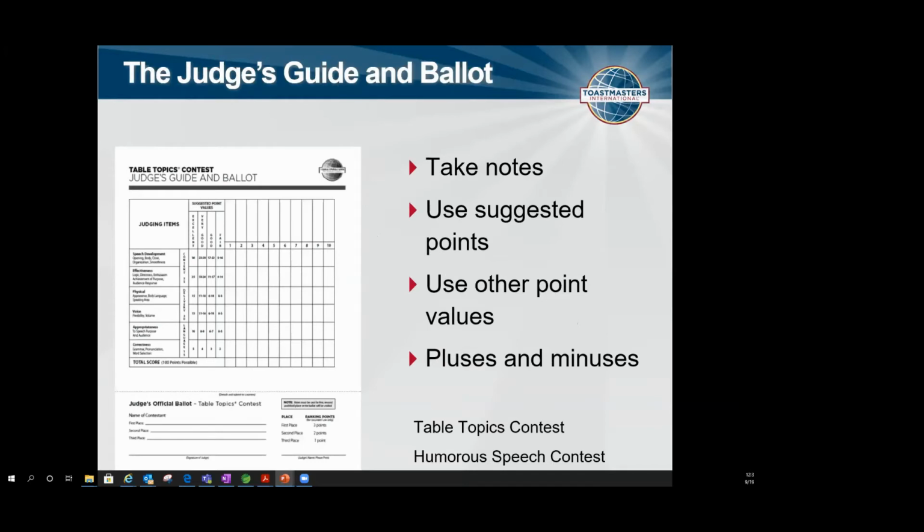Here's your ballot. Make sure you use the right form. One form for tabletop contests and one form for humorous piece contests. Again, they can download it from the TI site. While you're using your ballot, you can take notes, use the points on the side here, and you can also use your plus points, 15 plus if you like.